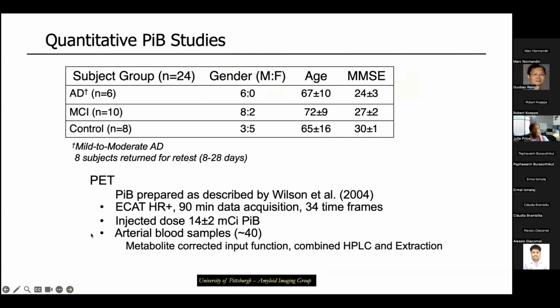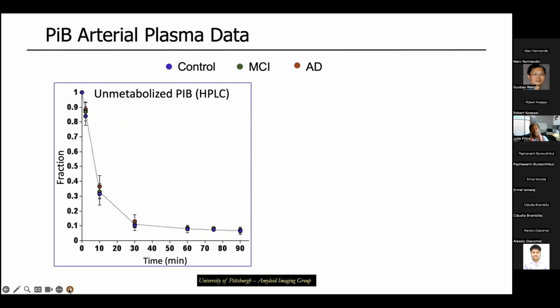So I'm just going to talk about a group of PIB studies conducted early on. It'll be either all of the 24 or a subset of these subjects. It's an older ECAT HR+ scanner, 90-minute acquisition, injected dose of PIB 14 millicuries, and 40 arterial samples with metabolite corrected input across the time period. These are examples of what we saw early on.